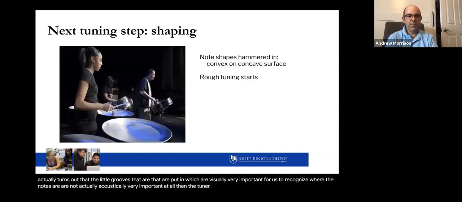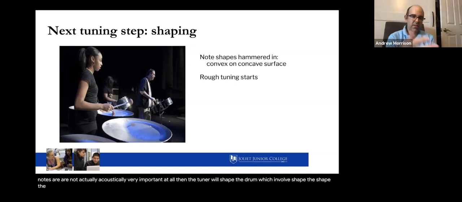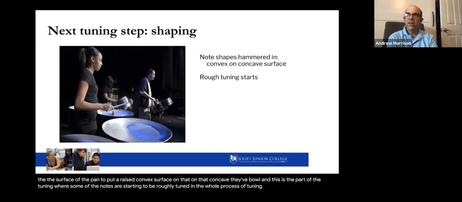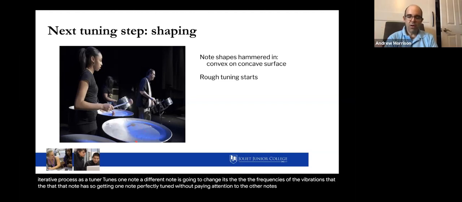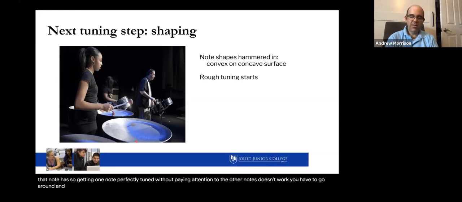Then the tuner will shape the drum, which shapes the surface of the pan to put a raised convex surface on that concave bowl. And this is the part of the tuning where some of the notes are starting to be roughly tuned in. The whole process of tuning, you should think of as an iterative process. As a tuner tunes one note, a different note is going to change the frequencies of the vibrations that note has. So getting one note perfectly tuned without paying attention to the other notes doesn't work. You have to go around and force them into the frequencies that the tuner wants them to be vibrating at.